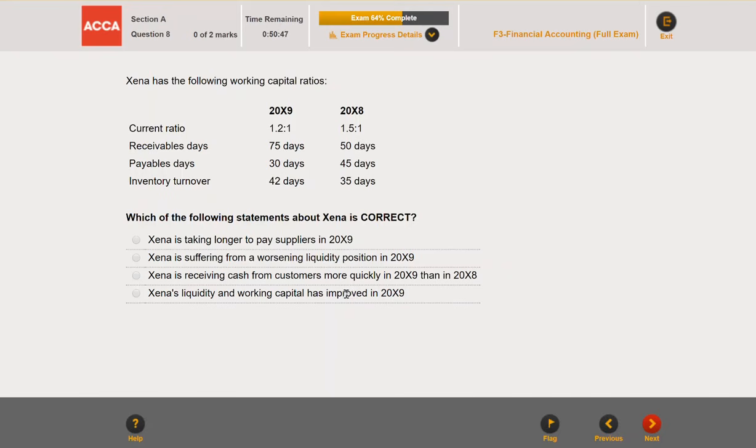Zena's liquidity and working capital has improved in 2019. So if you look at this ratio, it has also decreased, the current ratio. The receivable also increased, the payable decreased, so everything is worse here. So option B is correct. The position has become worse.